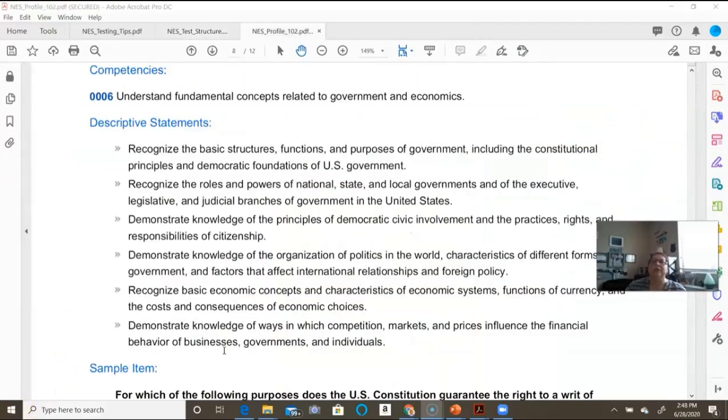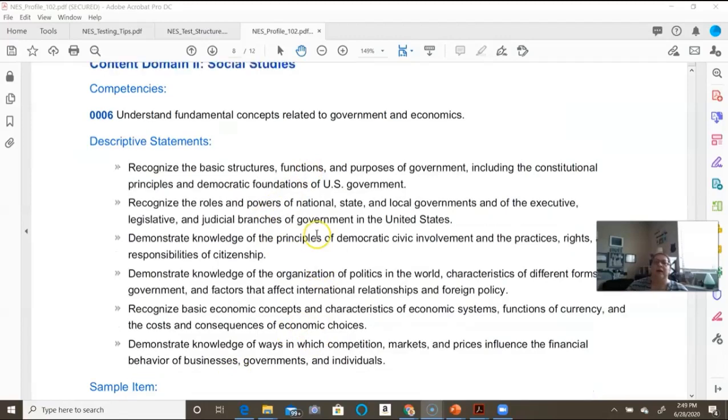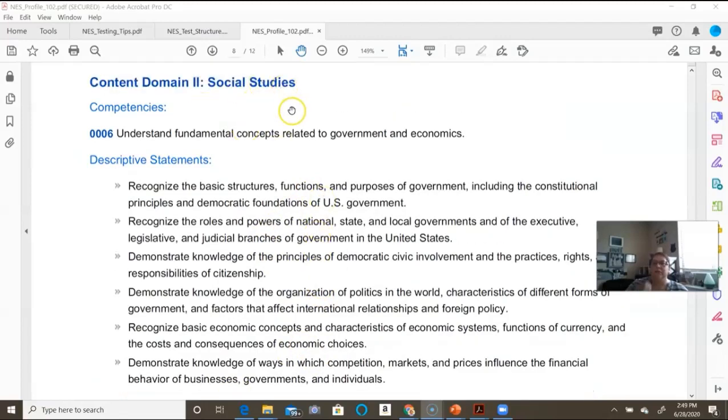So I'm not going to read through all of the competencies because you can do that on your own time and break it down to what areas you really need to study in. I will provide you some information for these competencies. So I'm just going to show you this document. This is found in the NES website, and I also will have a link to the actual document to save you some time. Here is the content to social studies.